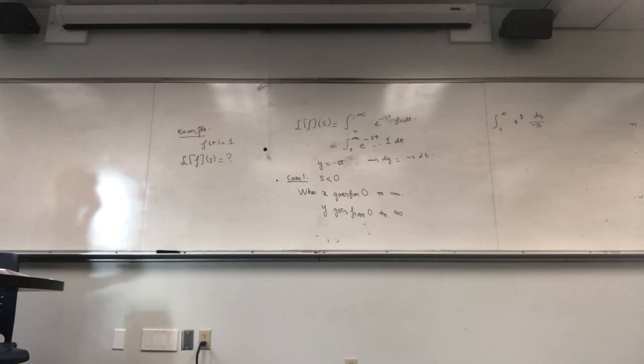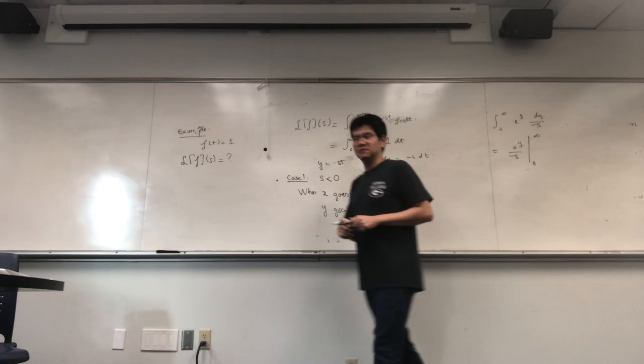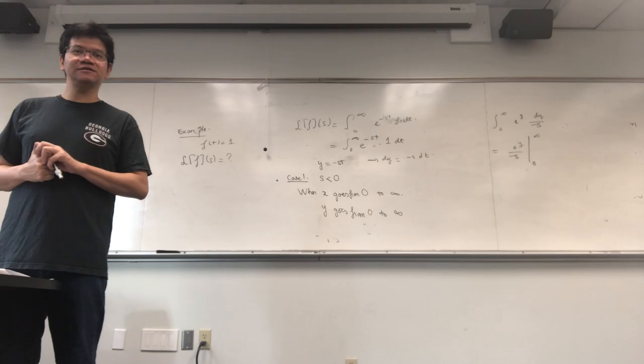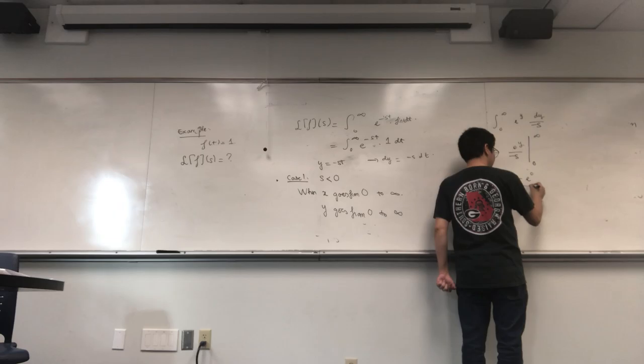So here I have e to the s minus s, and I have to evaluate from 0 to infinity, right? So what is the value of this result? Is it infinity? Yes, it's infinity, right? So this is e to the infinity minus e to the 0 minus s, and this is infinity.